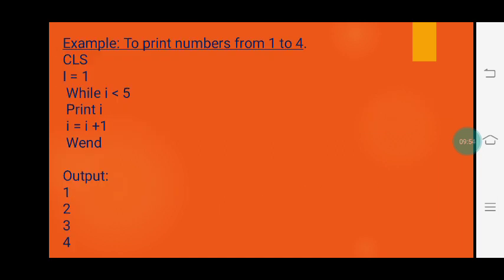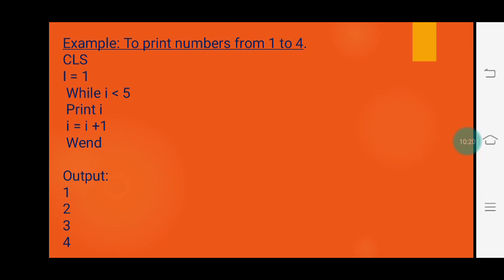Okay, now let us see the example to print numbers from 1 to 4. So CLS, I is equal to 1. So I is an integer variable with the initial value as 1. Now while I is less than 5. So these statements should execute till I is less than 5.